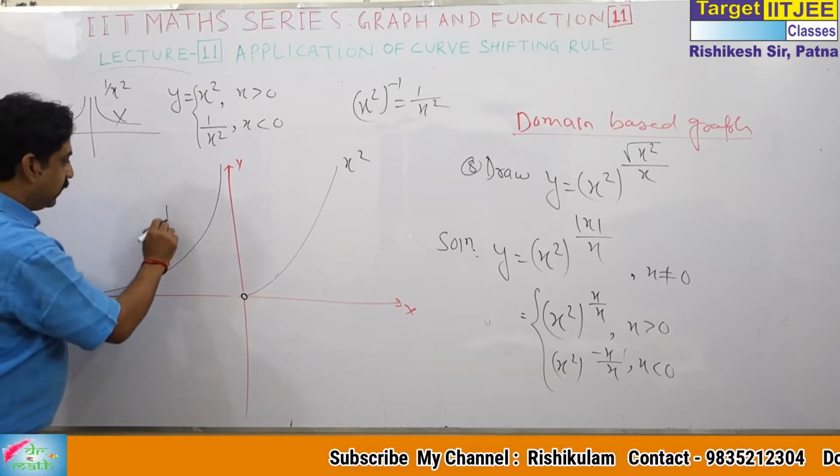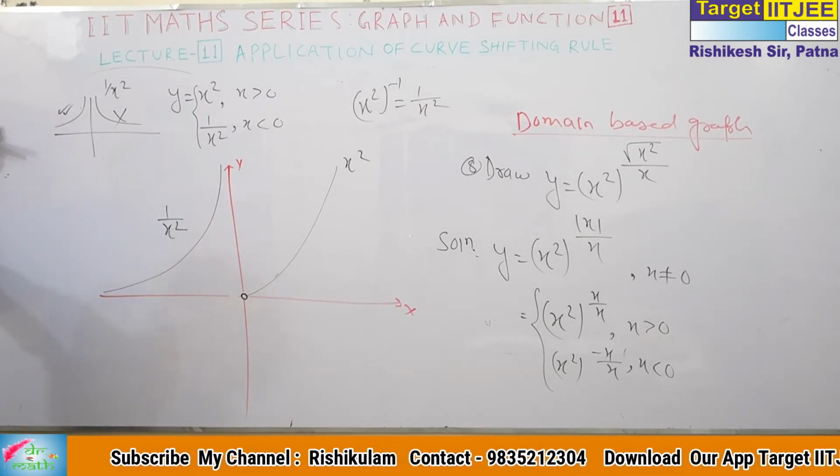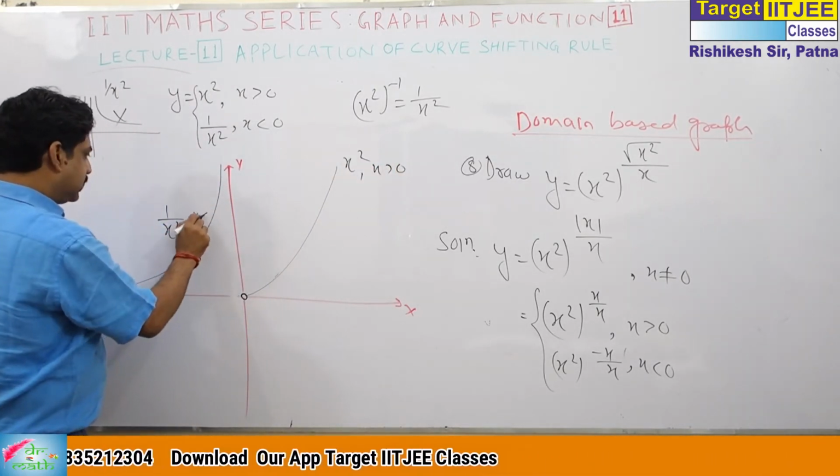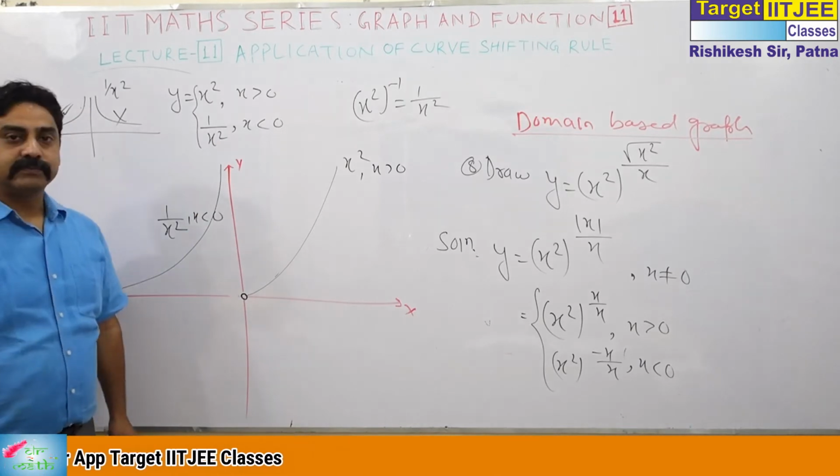This is always an increasing function. 1 by x square, x square. This is 2 when x greater than 0, this is x less than 0. So these are techniques.